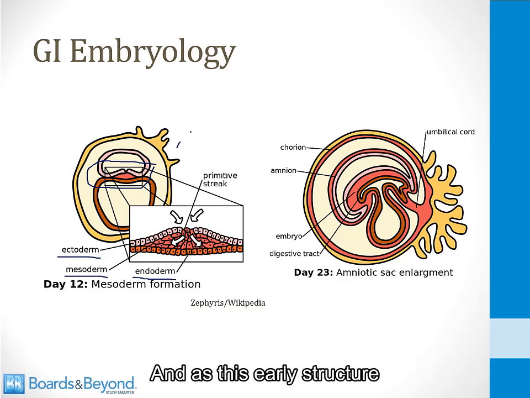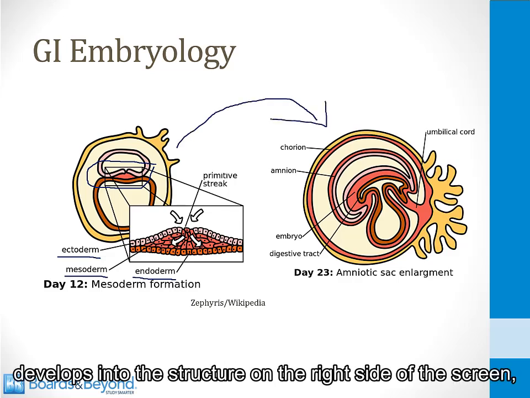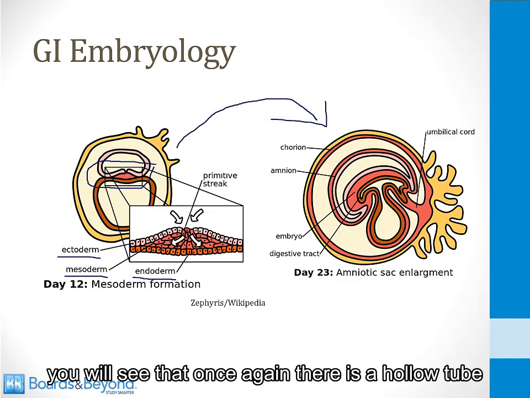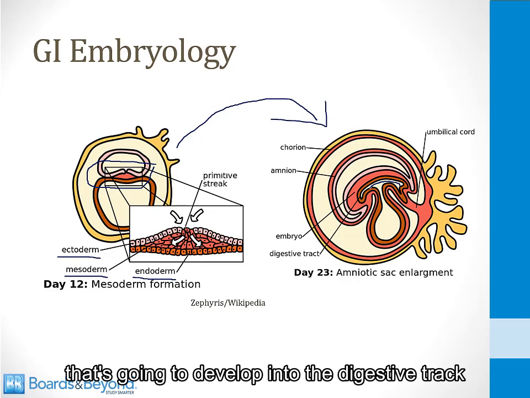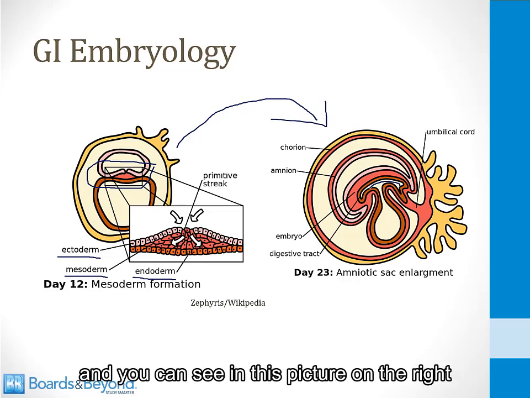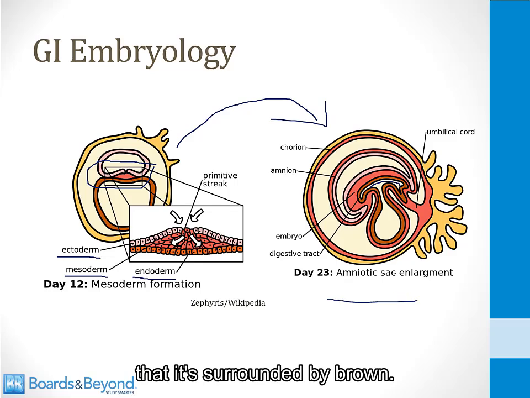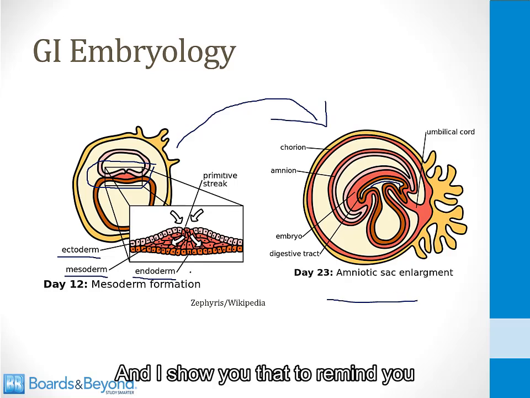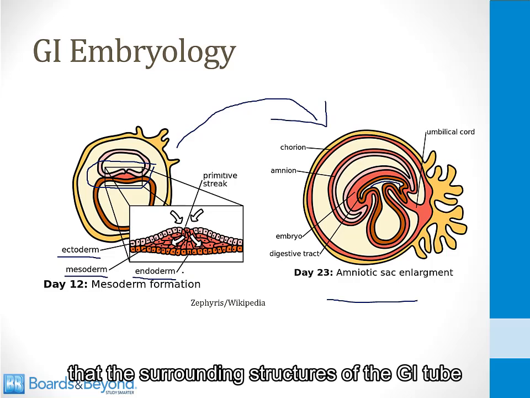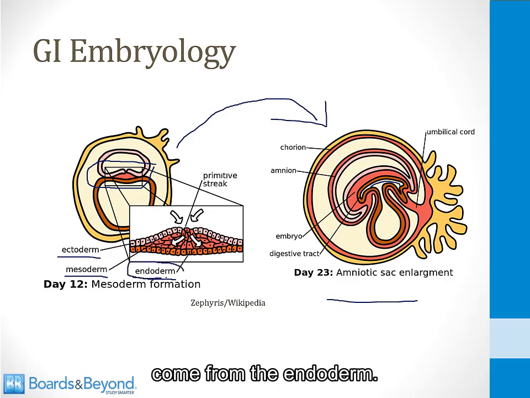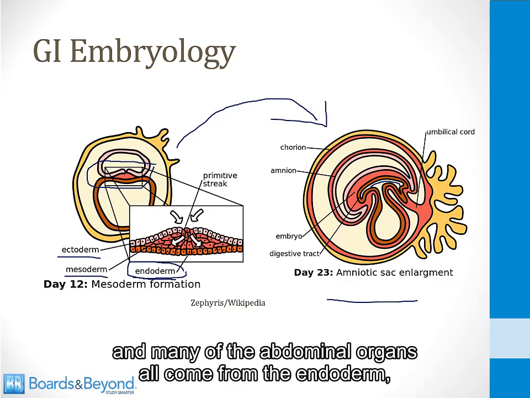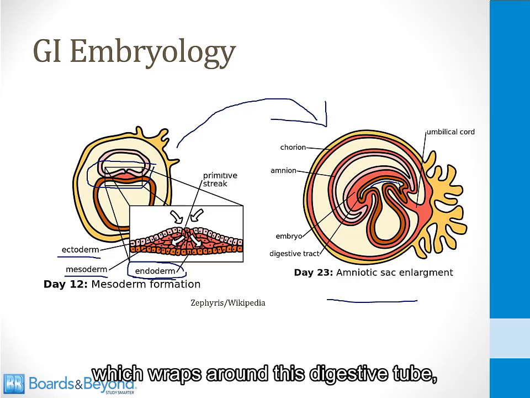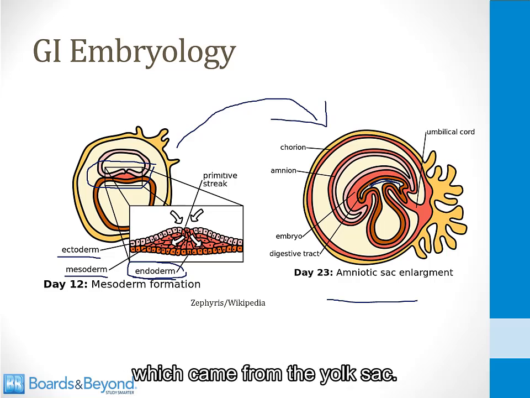And as this early structure develops into the structure on the right side of the screen, you will see that once again there is a hollow tube that comes from the yolk sac, shown here. That's going to develop into the digestive tract. And you can see in this picture on the right that it's surrounded by brown. And I show you that to remind you that the surrounding structures of the GI tube come from the endoderm. So things like the lining of the GI tract and many of the abdominal organs all come from the endoderm, which wraps around this digestive tube, which came from the yolk sac.